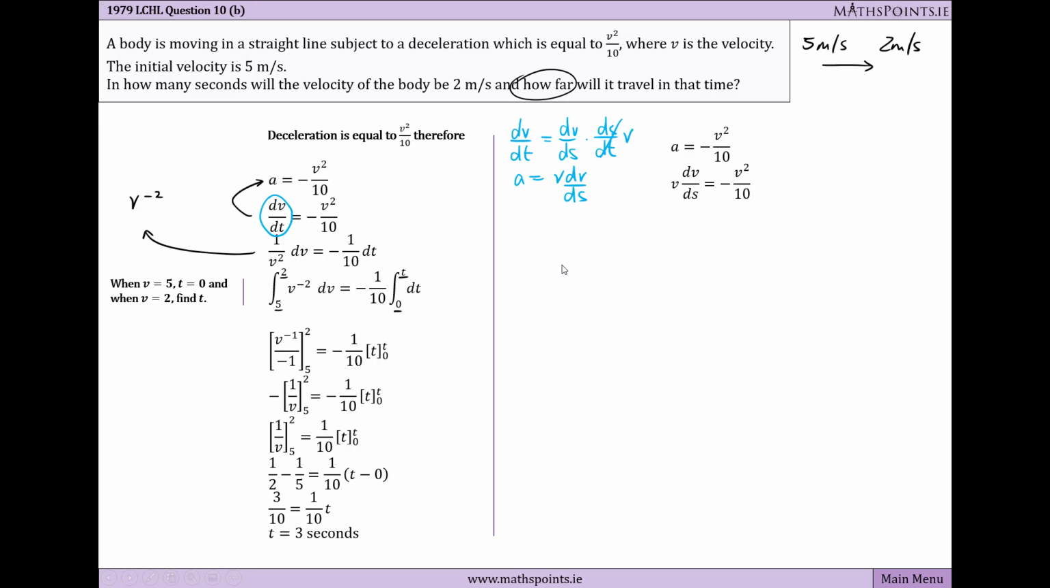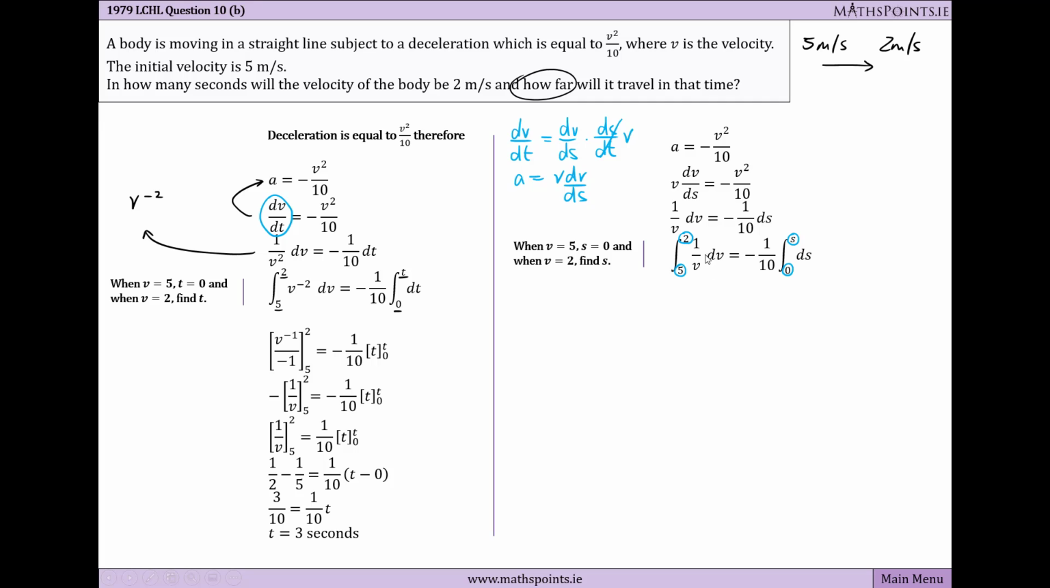As before, we're going to collect the v terms on the left, and this time we're going to collect the s terms for distance or displacement on the right. So dividing both sides by v squared, v over v squared is 1 over v, and that's equal to minus 1 over 10 ds. I'm going to integrate both sides, and put in the limits from the previous part of the question. We know that the displacement of the body was 0 when the speed was 5, and we're interested in the distance traveled when the speed got to 2 meters per second.